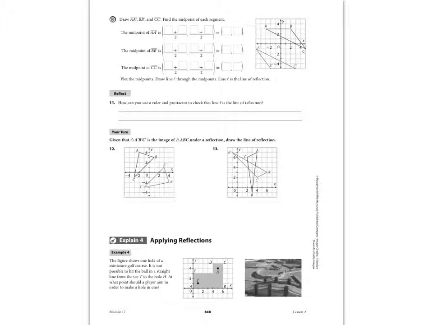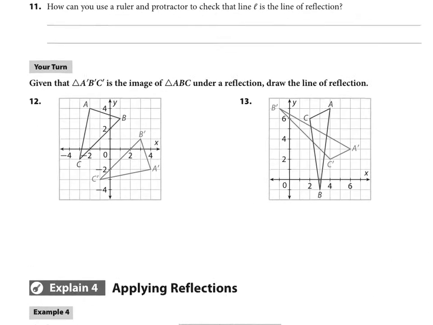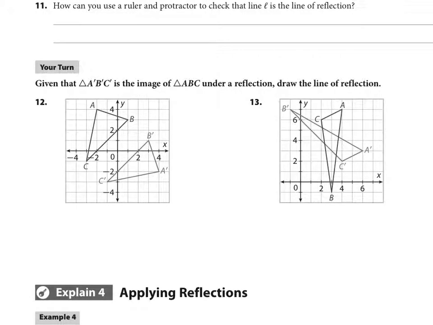On page 848, you have number 12 and 13. This time, they give us the pre-image and the image, and we are asked to come up with the line of reflection. So here is one way to do it. If you have another way, that's totally fine. But I'm going to connect B and B prime. I'm going to connect A and A prime, C and C prime.